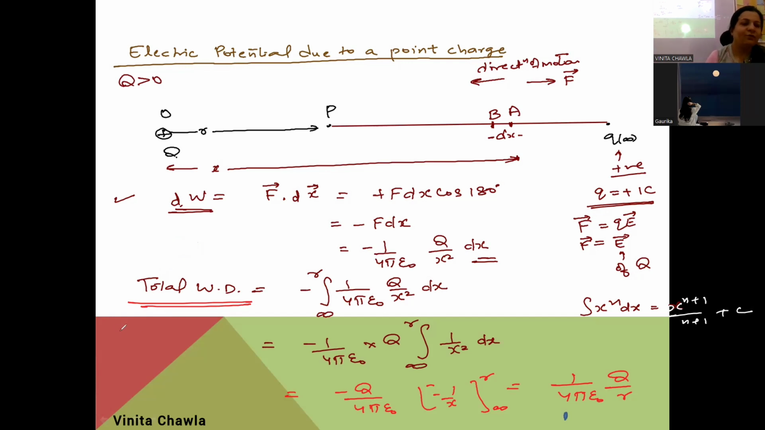Okay. So if q is less than 0, which means q is negative, then V is also negative. Okay. V is negative. In this particular case, work done by external force is negative and work done by electrostatic force is positive.